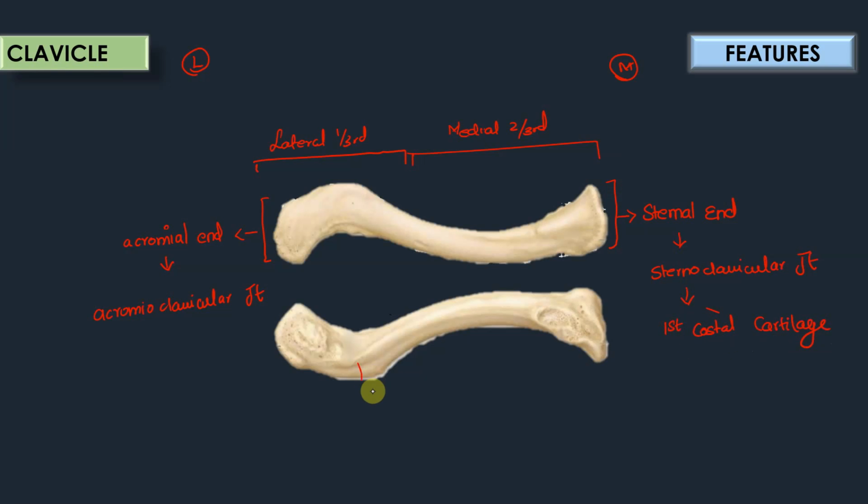In the shaft, laterally, we have two elevations. One is a tubercle and one is a ridge. The tubercle is called the conoid tubercle. And the ridge is called the trapezoid ridge. Now what these two do is together they form the conoid and the trapezoid parts of the coracoclavicular ligament.